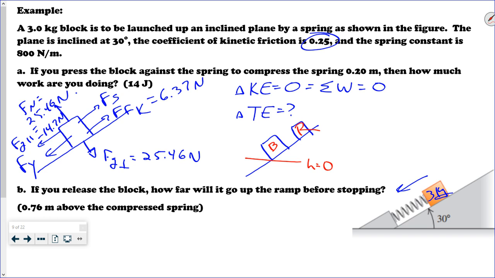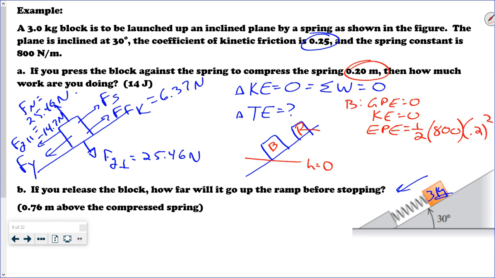So at point B, what do we know? We know that our GPE is 0, our KE is 0, but we've got elastic potential energy, which we can calculate. Our elastic potential energy is going to be half of k times x squared. And so that gives you 16 joules. So that means my total energy at point B is 16 joules.